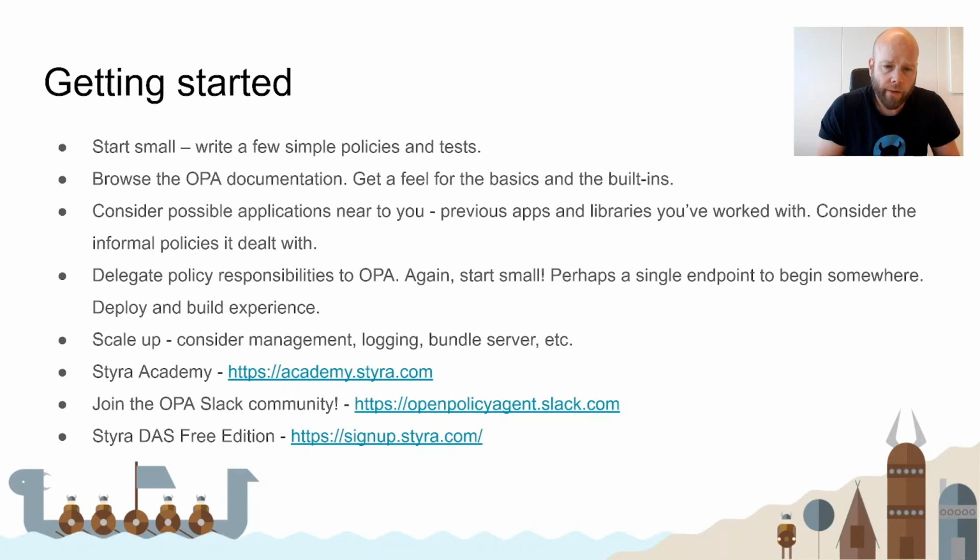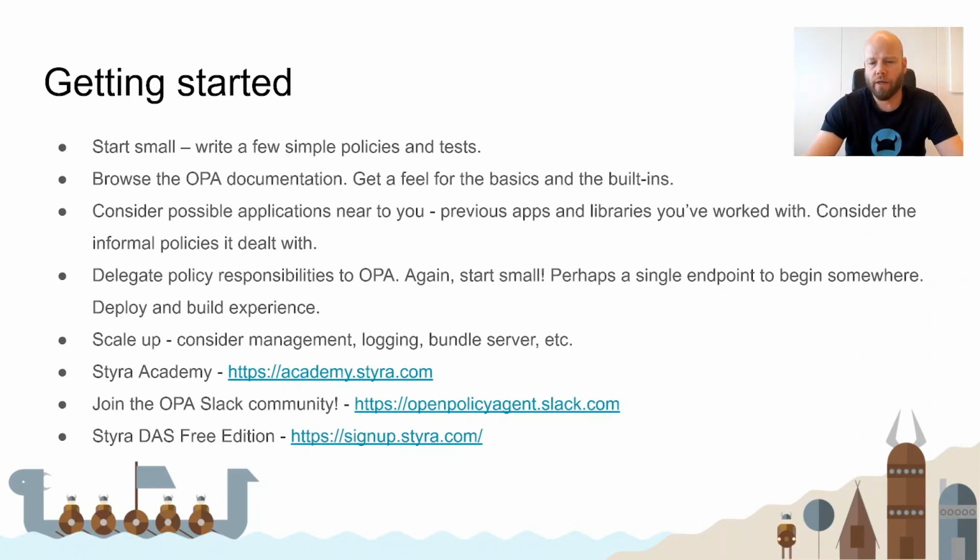And once you have a feel for the basics, start to consider possible applications near you. If you have built apps before and maybe you have authorization logic embedded in your code, then that's a great place to start. Maybe start to consider what kind of policies are already embedded and whether you'd want to extract those out into OPA. And once you identify those rules or policies, then you can start to delegate responsibility to OPA. And you can start small. Again, it's the best way of doing this.